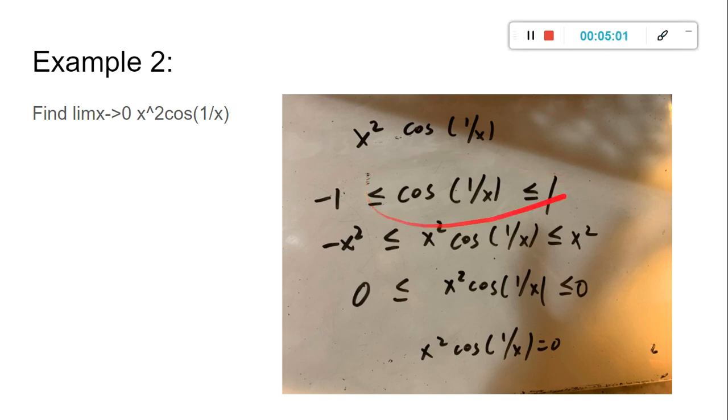So we first get this statement. After that, we multiply the three sides by x squared. So we know that x squared approaches 0. So x squared cos(1 divided by x) must also be in the range of 0. So therefore, we get that the limit of x squared cos(1 divided by x) is 0.